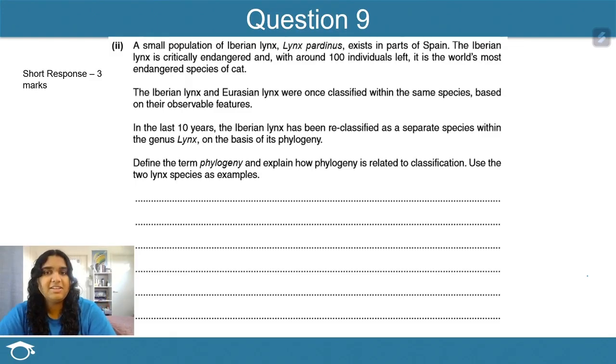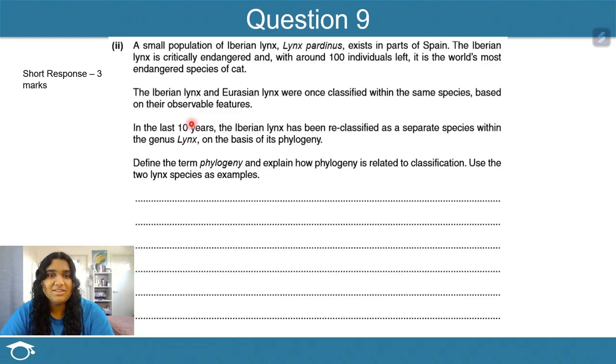All right, here is question 9. Now this is a short response worth marks right here. A small population of Iberian lynx, Lynx pardinus, exists in parts of Spain. The Iberian lynx is critically endangered, and with around 100 individuals left, it is the world's most endangered species of cat. The Iberian lynx and the Eurasian lynx were once classified within the same species, based on their observable features.